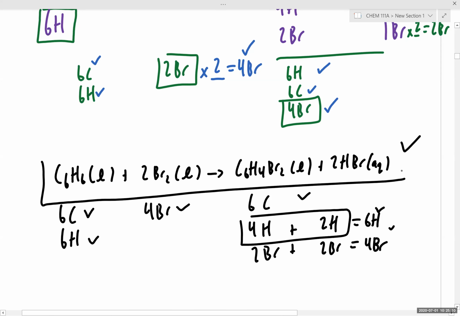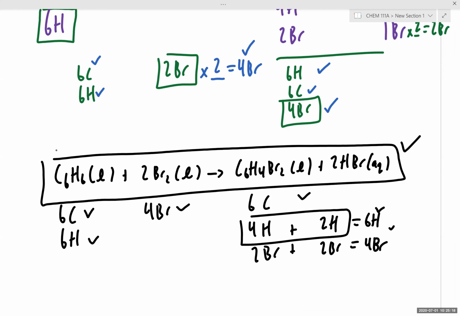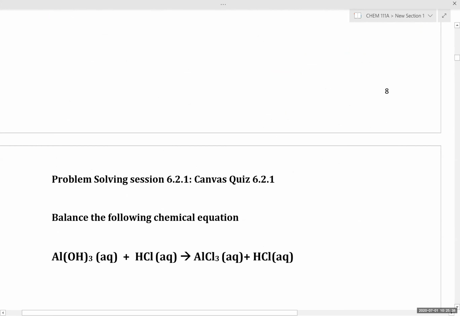So we've effectively balanced this equation. You just count the number of atoms, adjust the coefficient, and keep adjusting your coefficients until you have a balanced equation. Does that make sense to everyone? Any questions on this example? If not, let's do some more examples.